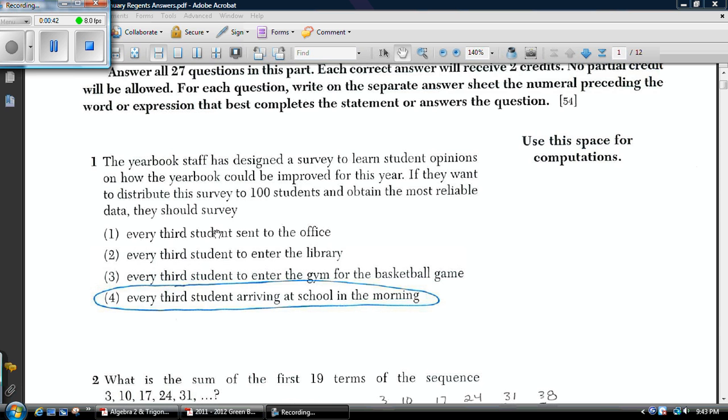You don't know what you're going to get when you get every third student sent to the office. They could be there for all different types of business. They might be involved in clubs, sports. Every third student sent to the library, that's just going to be the real studious kids. Every third student go to the basketball game, those are going to be the sports kids. But every third student arriving into the school is a random collection. That's what you're looking for.